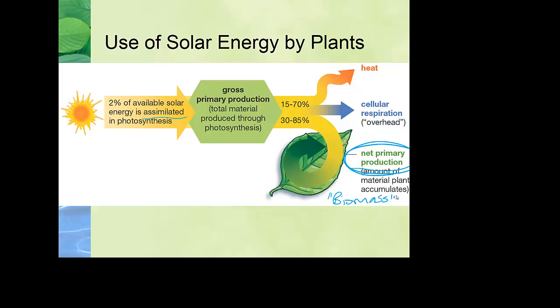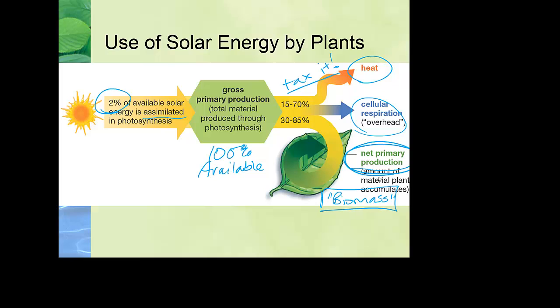So we've got our gross primary production, that 2% of the sunlight that's coming in. So if we say that's 100% of what is available, right? And then essentially we're going to tax it. We're going to lose some as heat. We're going to lose some as cell respiration. But what is left, this biomass or the net primary production, we label it NPP, we actually see that as being available to primary consumers.